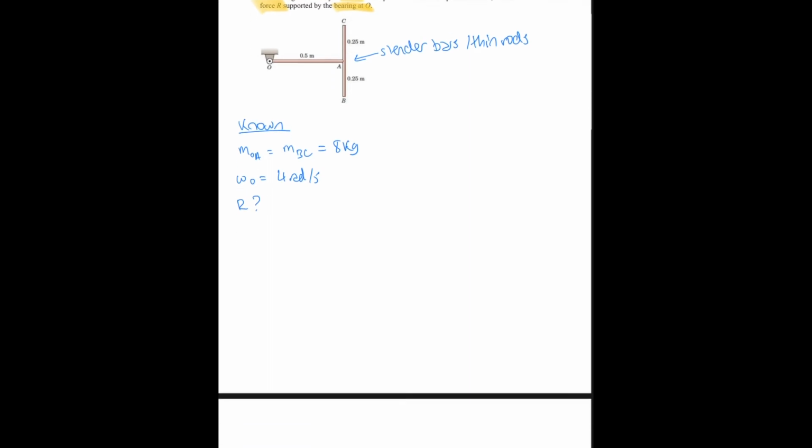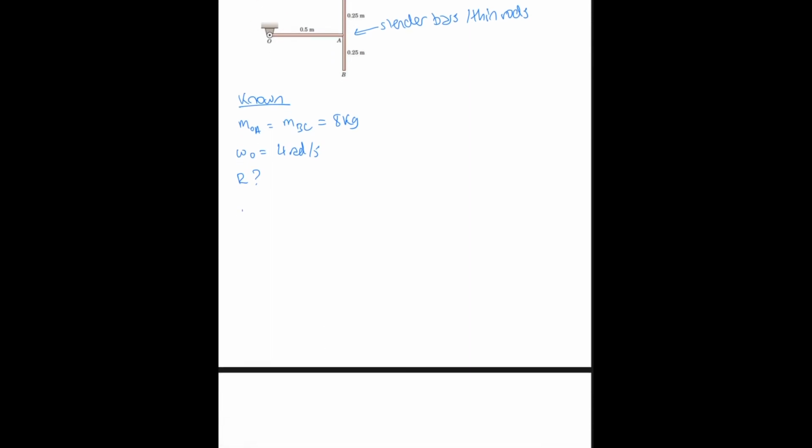Okay, so what do we know in this question? We know that these are slender bars, or something like thin rods. We also know that the mass for OA and the mass for BC are both 8 kilograms. And we know that the angular velocity at O is 4 radians per second, and we want to find the force R. So there's going to be some new material in this question to discuss.